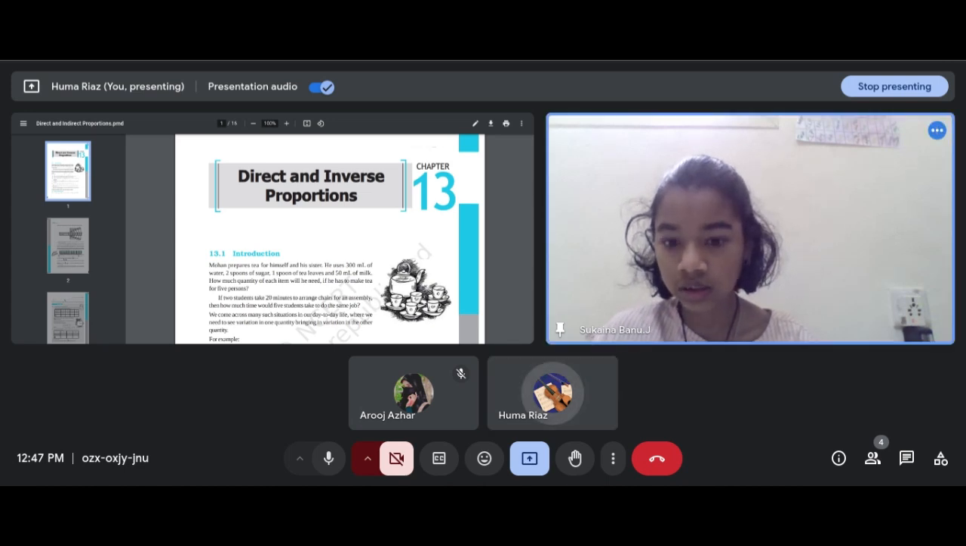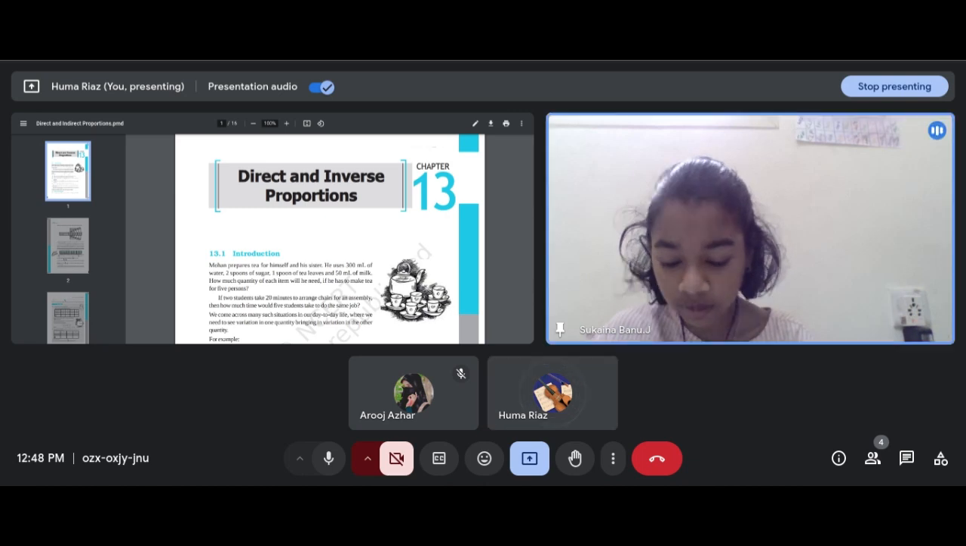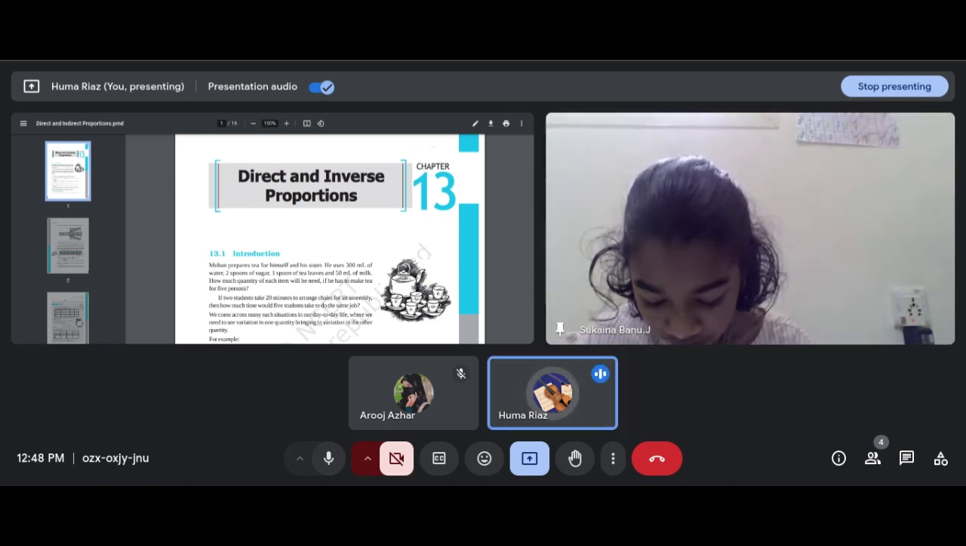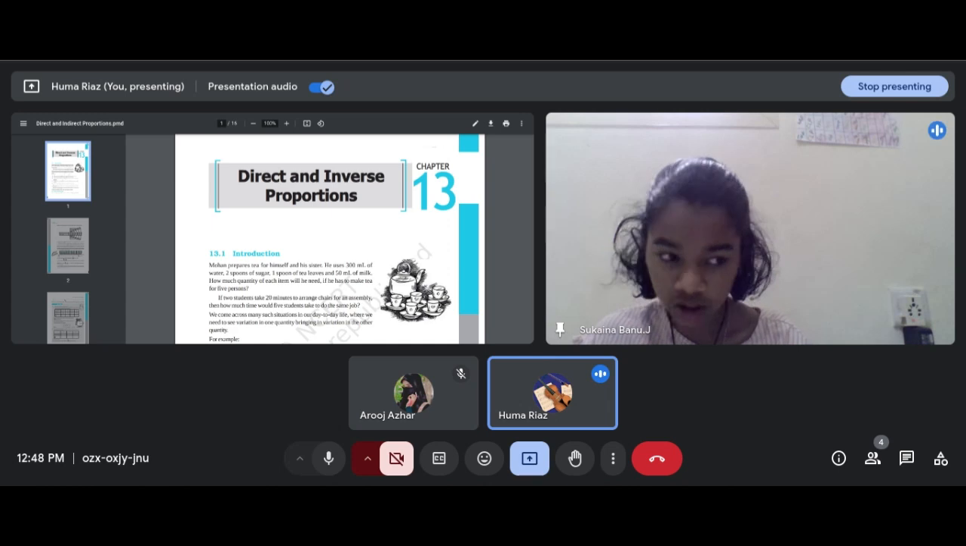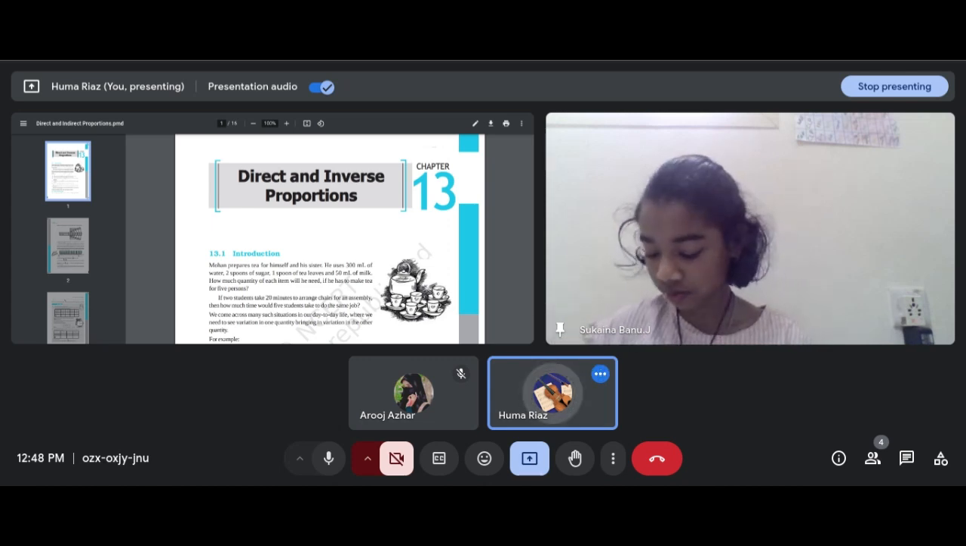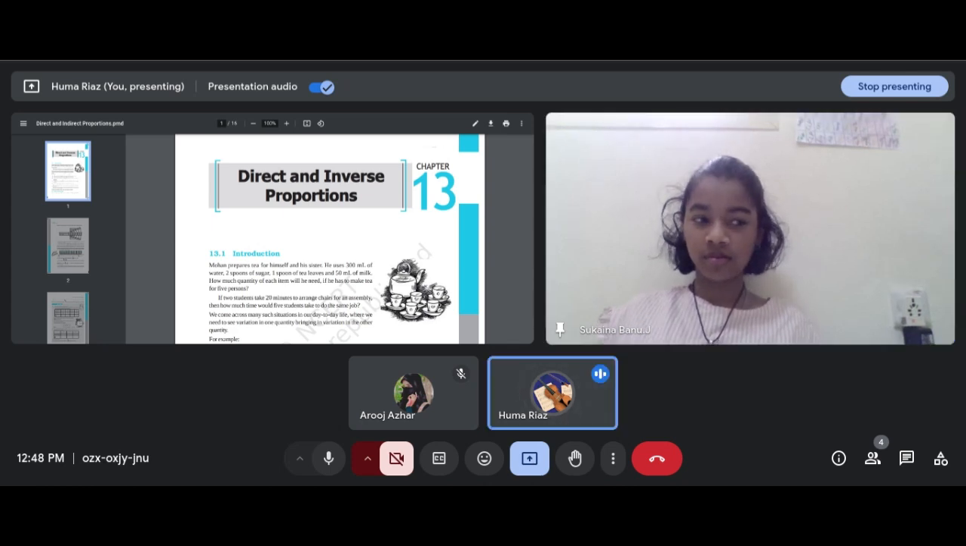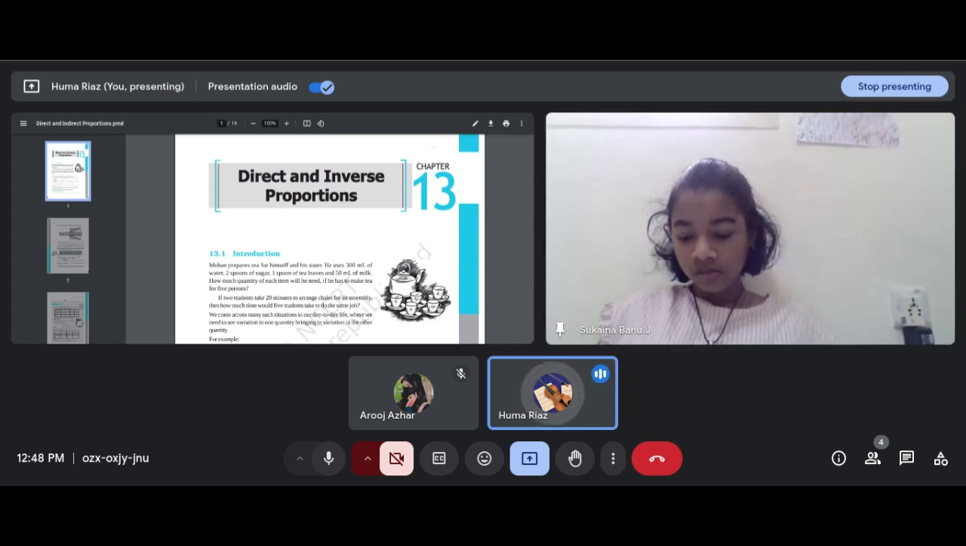For example, if 2 of you start cleaning the house, you might take at least 12 hours to clean the whole house, but your mother will clean the whole house in 2 or 3 hours. If you both clean the whole house together, the time will decrease. Yes, just like this is the concept of inverse and direct proportions.